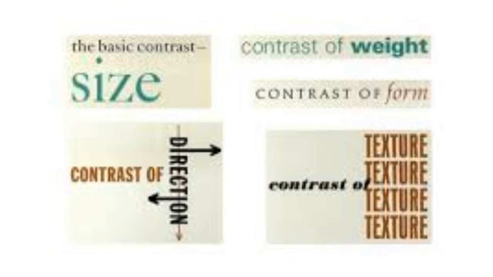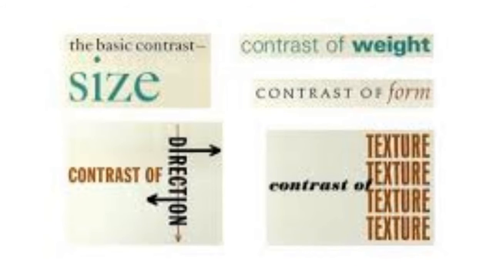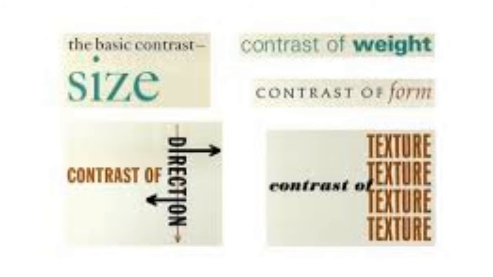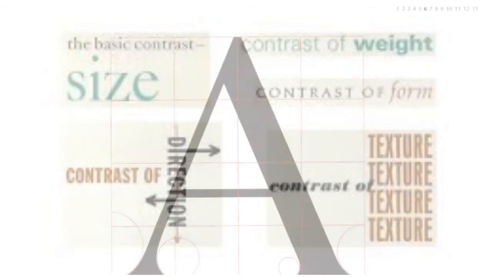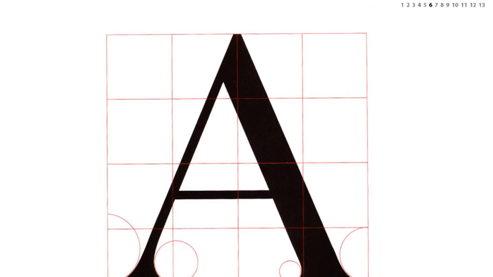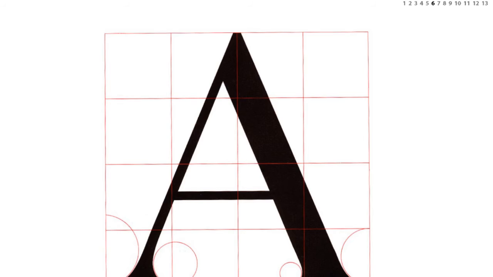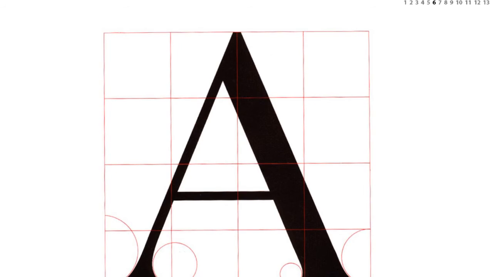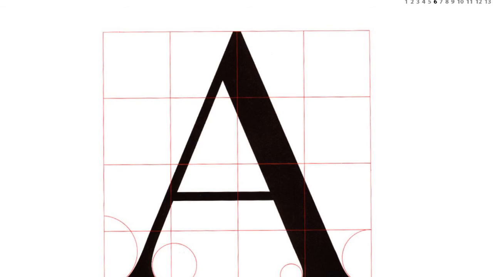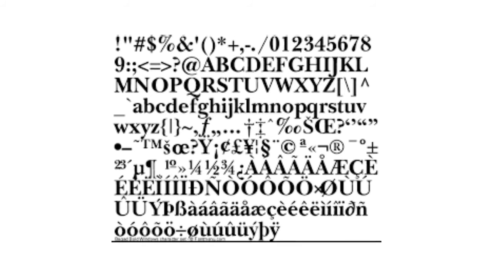So size, weight, contrast of form, composition or direction, contrast of texture, these are all things that are important to the harmony of typography. And this is true at a micro and a macro level. At a micro level, does the individual letter form have the appropriate size? Is there contrast in weight? What is the form? What is the texture? And does that letter form match the visual language of the entire body of the typeface?